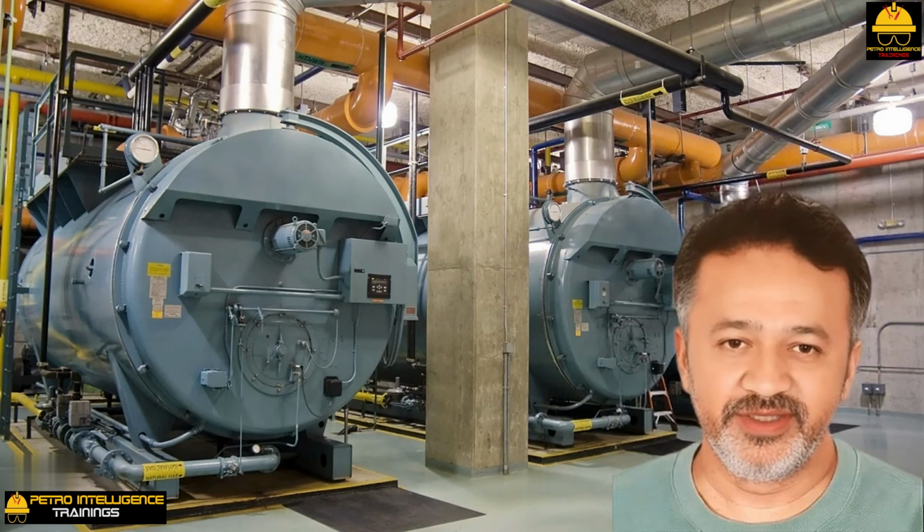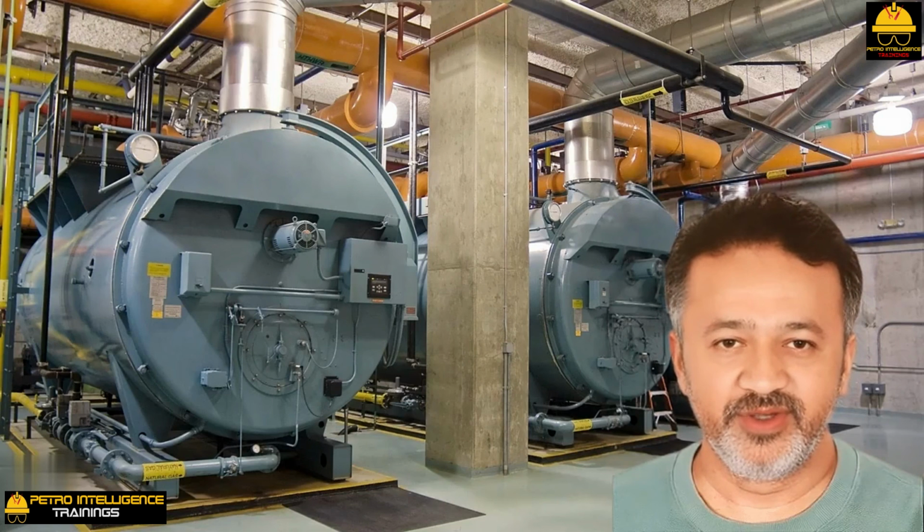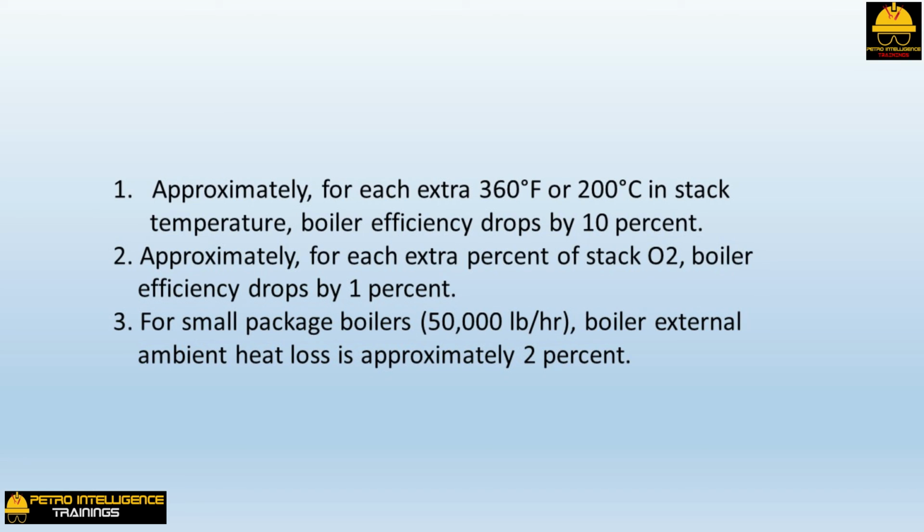Boiler thermal efficiency. To estimate the efficiency of fuel to steam, 3 factors are involved. 1. Approximately, for each extra 360 degrees Fahrenheit or 200 degrees Celsius in stack temperature, boiler efficiency drops by 10%. 2. Approximately, for each extra percent of stack O2, boiler efficiency drops by 1%. 3. For small package boilers, 50,000 pounds per hour, boiler external ambient heat loss is approximately 2%.